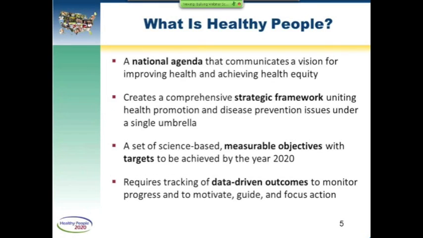Next slide, please. So what is Healthy People? You have here some points about what it is. It's a national agenda that communicates a vision for improving health and achieving health equity for the entire country. It's frequently called a roadmap for health promotion and disease prevention. It's really about understanding where we are now and taking informed action to get where we need to be.